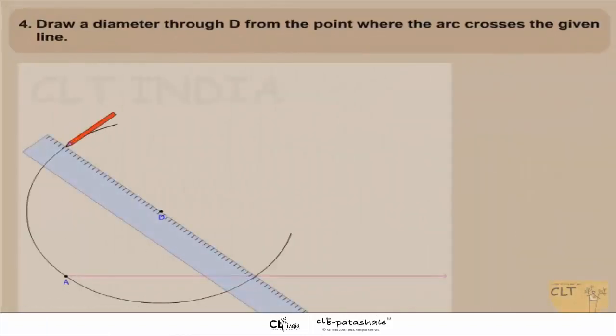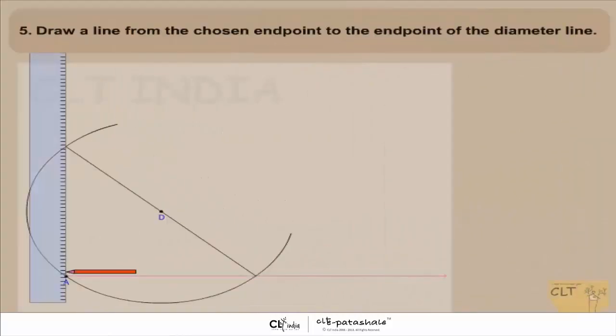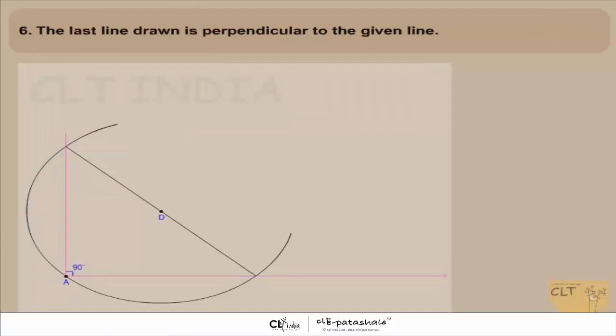Draw a diameter through D from the point where the arc crosses the given line. Draw a line from the chosen end point to the end point of the diameter line. The last line drawn is perpendicular to the given line.